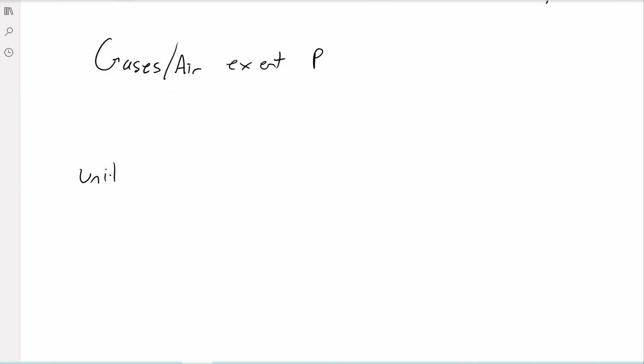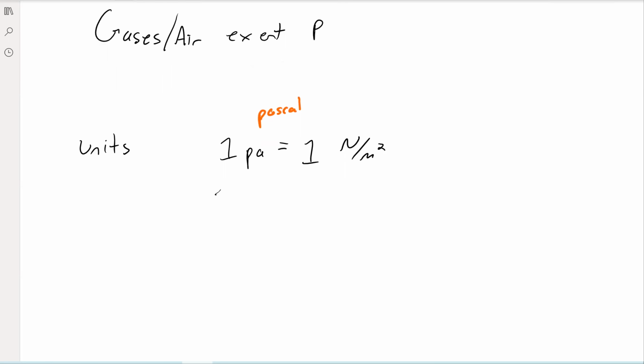We can have all kinds of different units for pressure. You can have pascals, which is Pa. And 1 pascal is equal to 1 newton over meter squared, right? A newton is a unit of force. Meter squared is a unit of area.